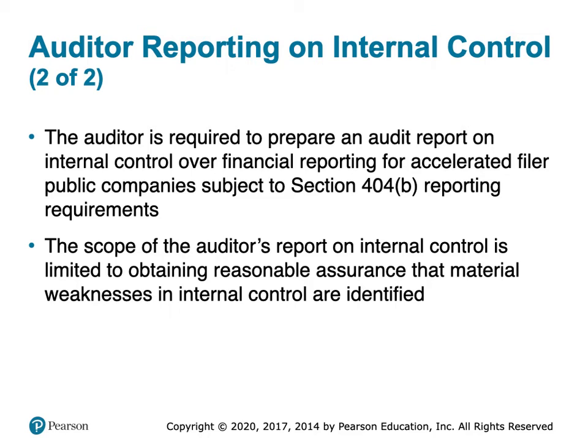For accelerated filers, we have to provide an audit report, as we've seen in prior chapters. And the scope of that is similar to the scope of a regular audit, right? It's limited to having reasonable assurance, again, those two words, that material weaknesses in internal control are identified. So things that are going to impact the financial statements to the extent that it might change somebody's viewpoint on the financial statements if the controls were effective, right, and identifying things.